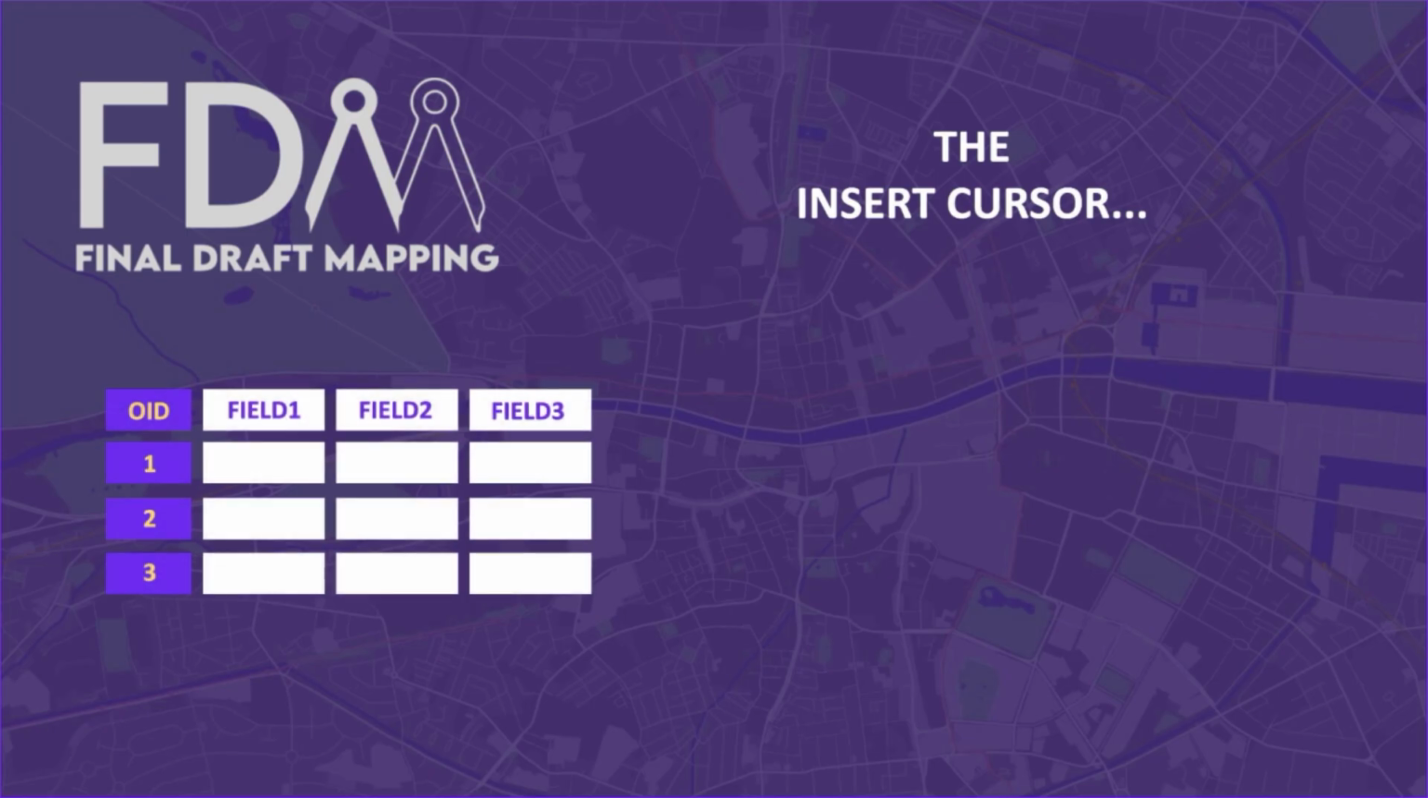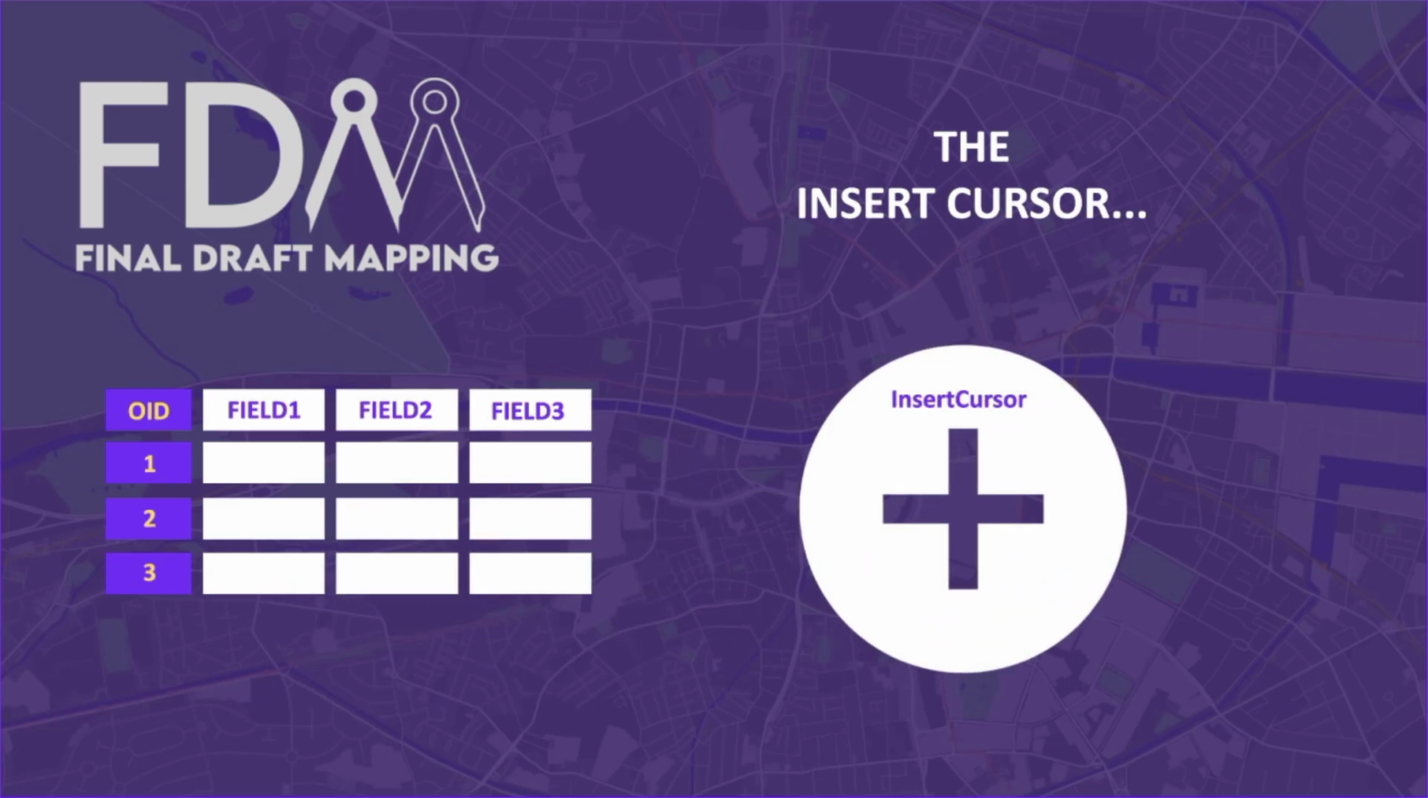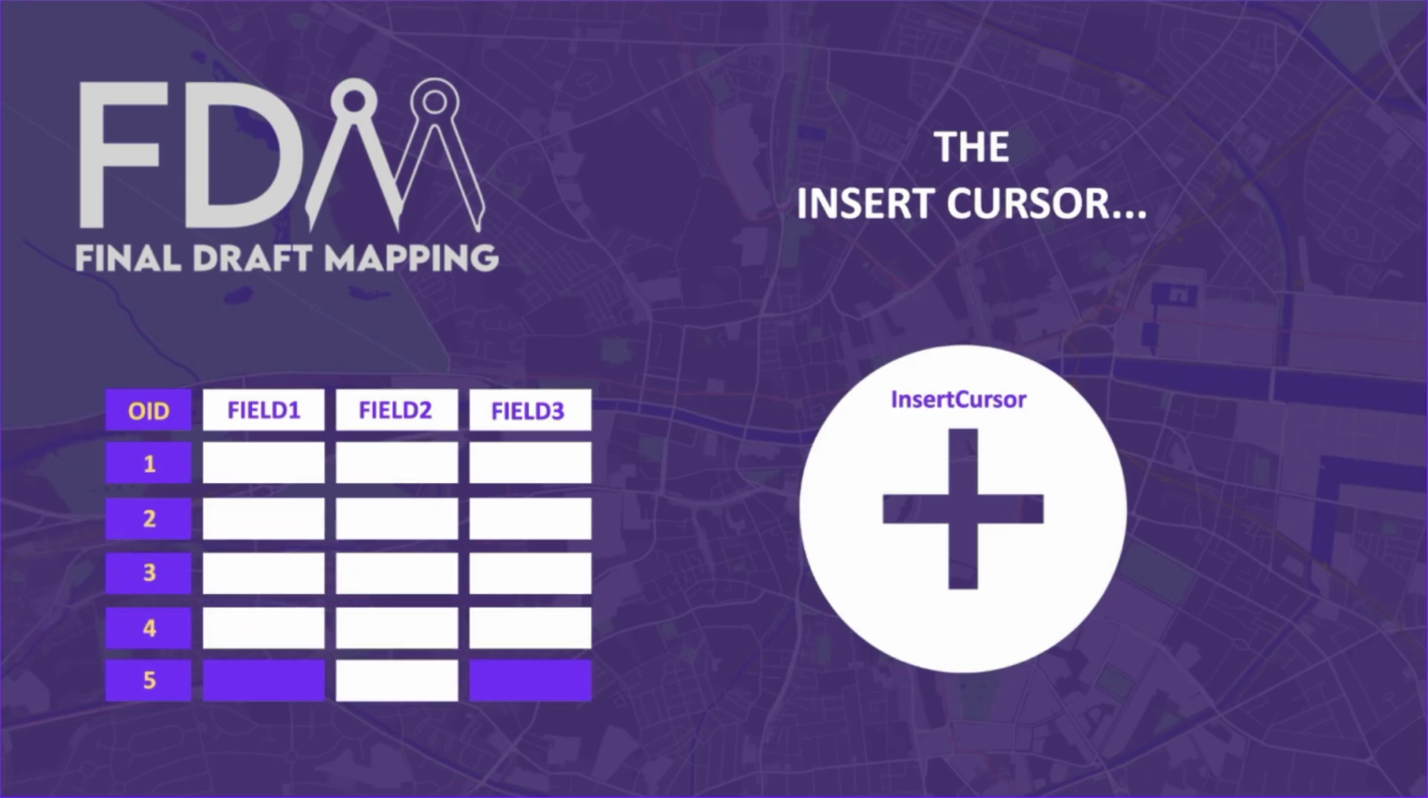Here we have an existing dataset with 4 fields and 3 records. When we use the insert cursor, we have a Python object that enables us to add a new record to our table. The insert cursor enables us to choose which information gets added.